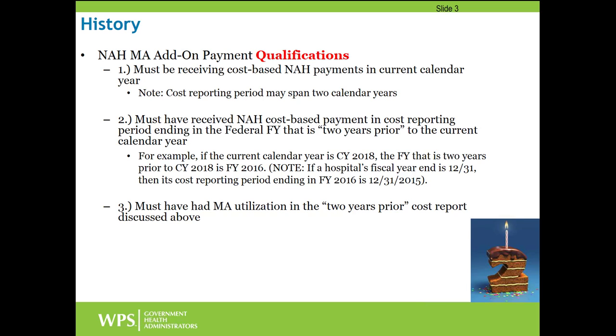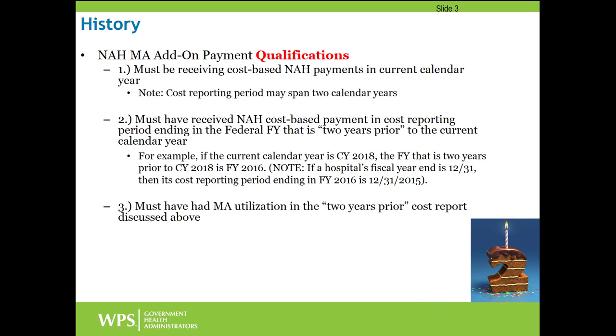The cost reporting period ending in the federal fiscal year that is 2 years prior to the current calendar year. That gets a little complicated the way it's written, so make sure you grab the right year. The example given in this change request is that if the current calendar year is 2018, the federal fiscal year that is 2 years prior is 2016. We're simply subtracting 2 years from that digit: 2018 minus 2 equals 2016.